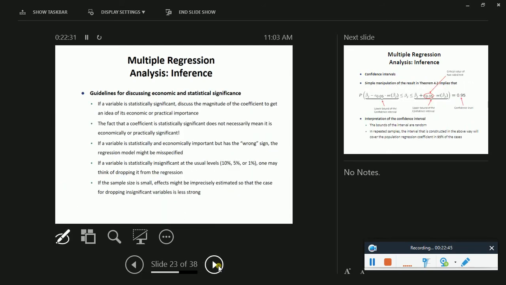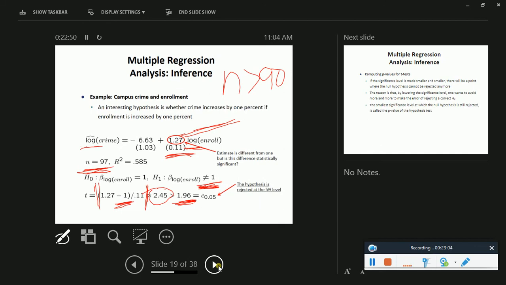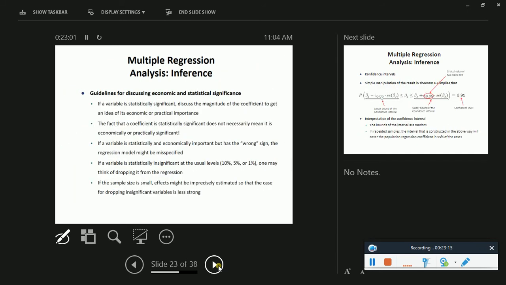So, guidelines for discussing economic and statistical significance. If a variable is statistically significant, discuss the magnitude of the coefficient. For the previous case, what was the magnitude? 1.27, right? The coefficient of the log of enrollment. It's a positive coefficient and greater than 1. You should discuss the magnitude of the coefficient to get an idea of its economic or practical importance. If the coefficient is large, you can give economic suggestions that, yes, log of enrollment does increase the crime rate on campus. So in that case, what should be the policy suggestion for the school?